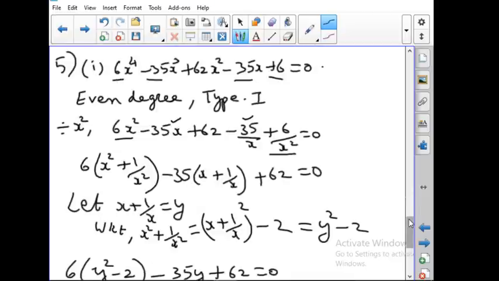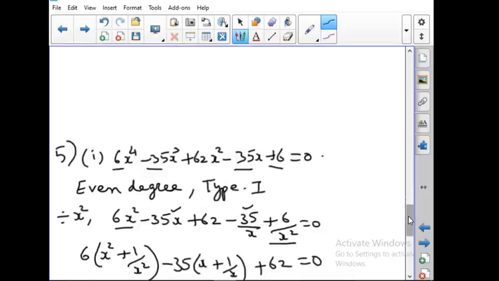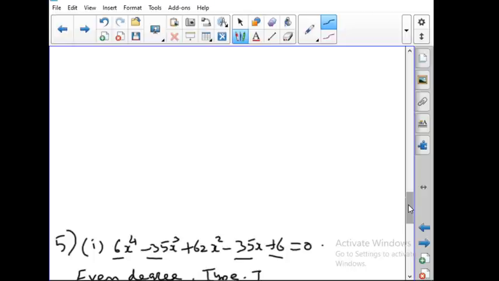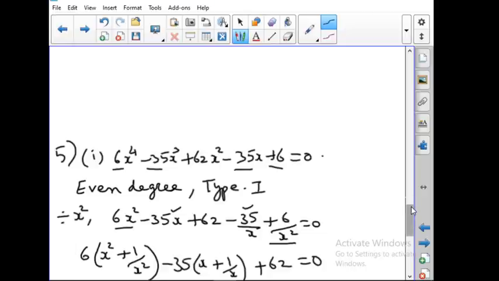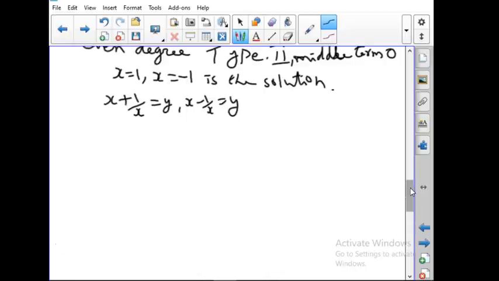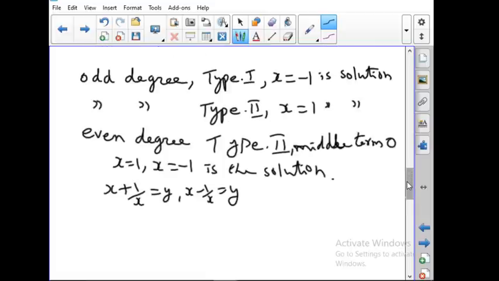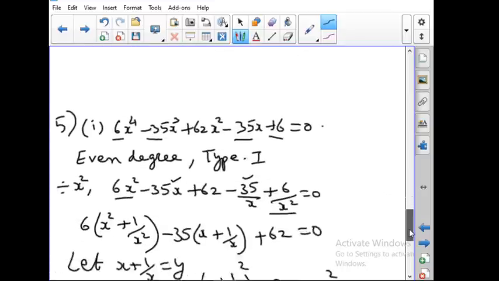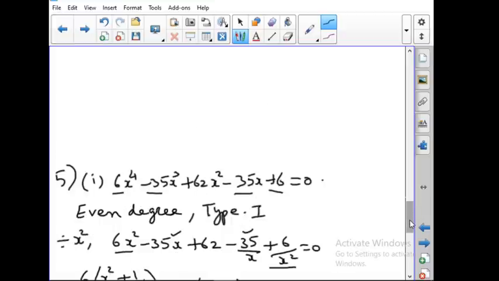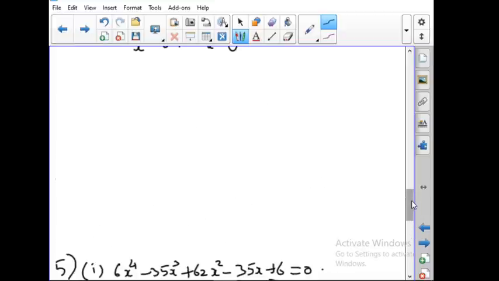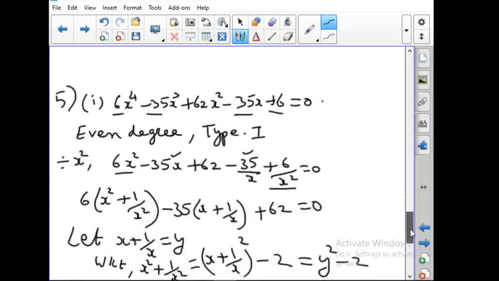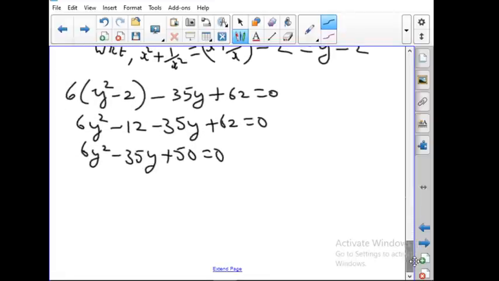This can be done by using the formula, or we can factorize. So what is the product? 6 into 50.